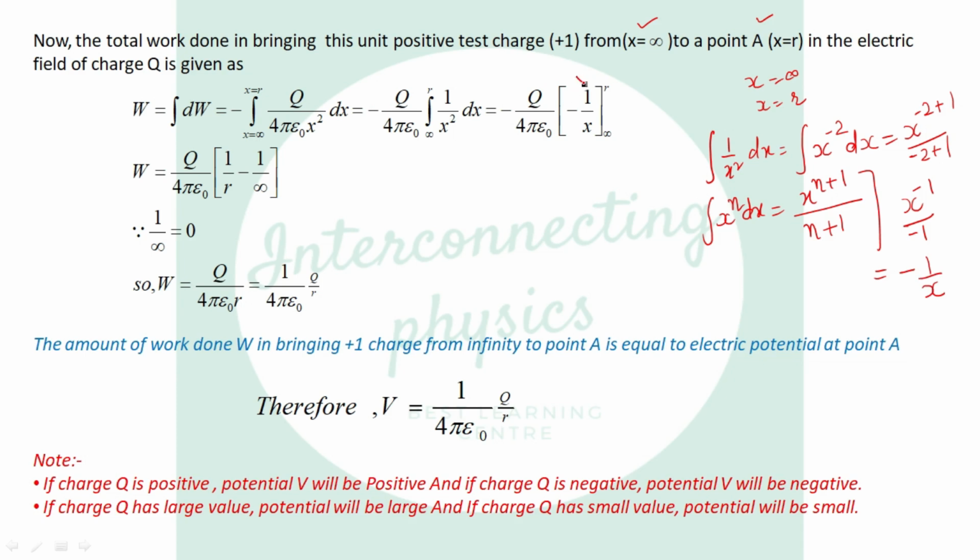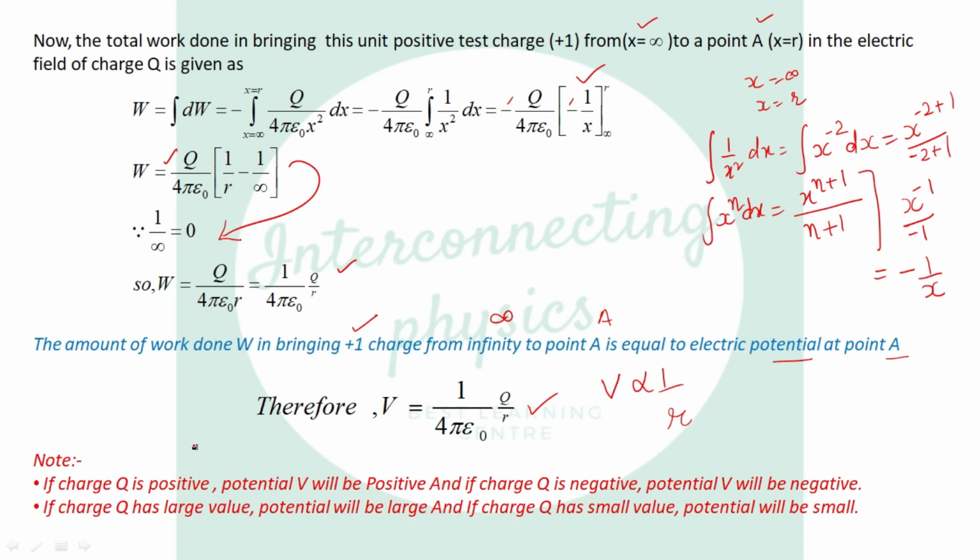So substitute this value here. Now minus and minus will be plus. Put the upper limit 1 over r minus lower limit 1 over infinity. 1 over infinity is 0. So work done will be q divided by 4 pi epsilon naught r. So the amount of work done in bringing plus 1 charge from infinity to point A is equal to the electric potential at point A. Therefore V is equal to 1 over 4 pi epsilon naught, q divided by r. And you see V is inversely proportional to r.